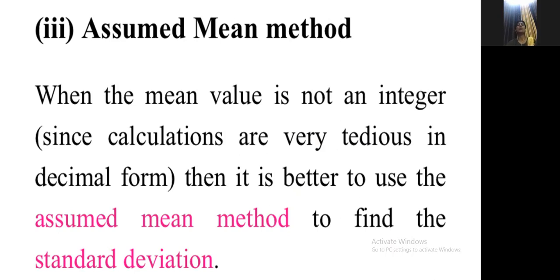The third is the assumed mean method. This assumed mean method is not so different from the mean method, but the basic difference is that here we are not using the actual mean to deviate the values. We are using the assumed mean. And after calculating the difference from the assumed mean, we do the same process which we used for the actual mean method. So let's understand this also with the help of an example.